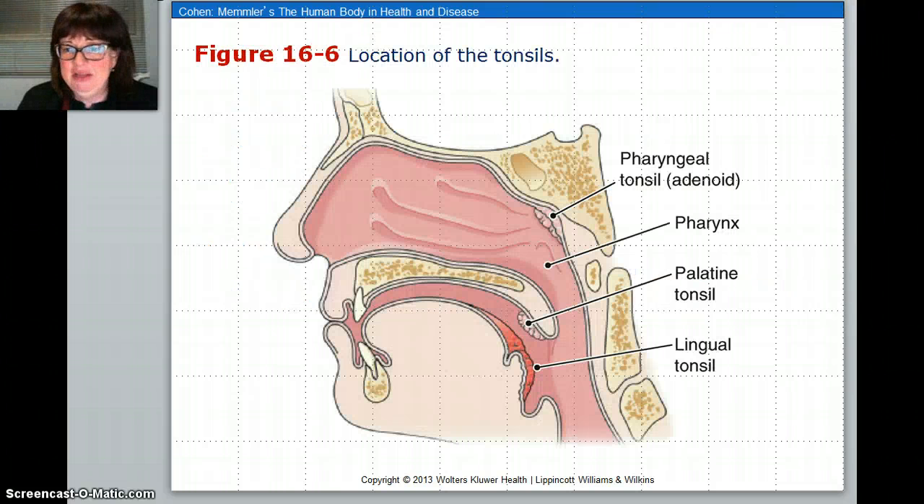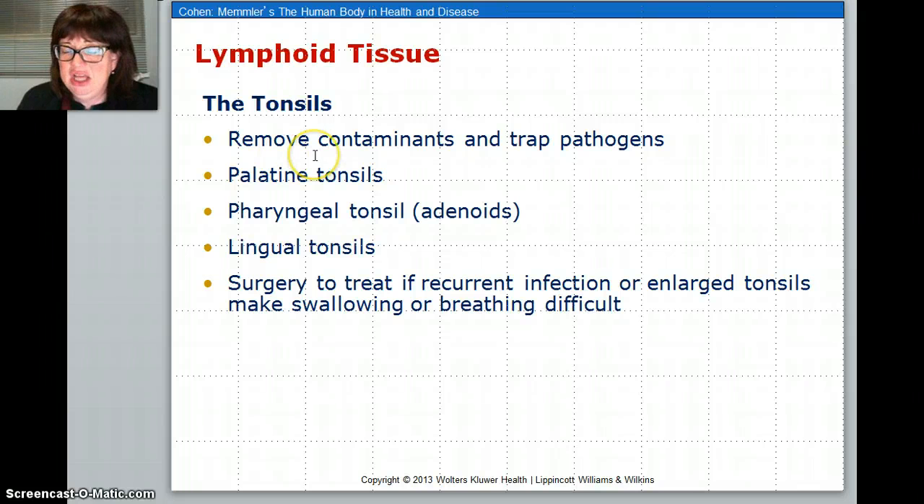Tonsils. Once upon a time, they used to always remove the tonsils. Now they don't. The tonsils will remove contaminants, trap pathogens, which are disease-causing organisms. You have three different sets of them. Sometimes they're removed because when they're enlarged, it makes it difficult to breathe.